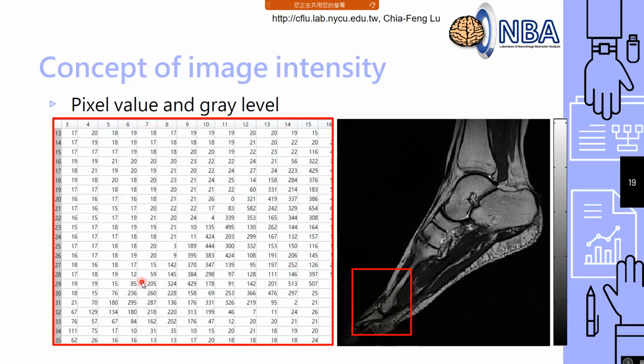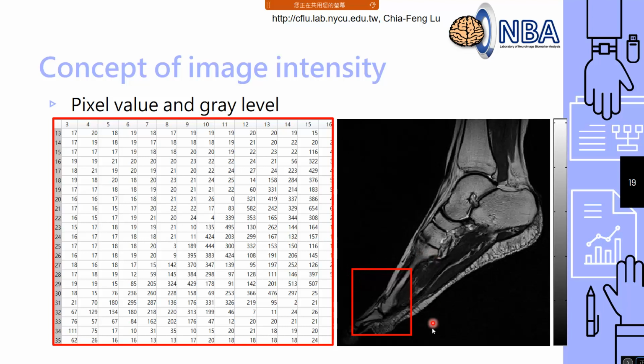So when we are talking about an image, I think you may have the idea. You can see on the right-hand side, this is an MRI, magnetic resonance imaging, of the foot and the ankle. And we always know that for this kind of medical imaging, it's actually nothing but a matrix. So you can take a look right here.